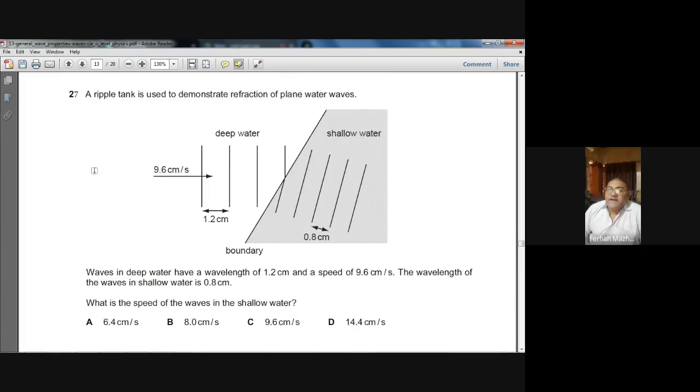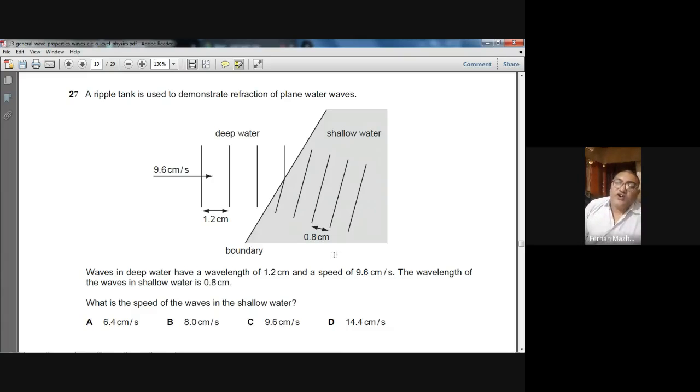Here we have a ripple tank used to demonstrate refraction of plain water waves. So here, deep water, here shallow water, refraction of the water waves has taken place. Here the wavelength is 1.2 centimeter, the speed is 9.6 centimeter per second. Here in the shallow water, the wavelength is 0.8 centimeter.